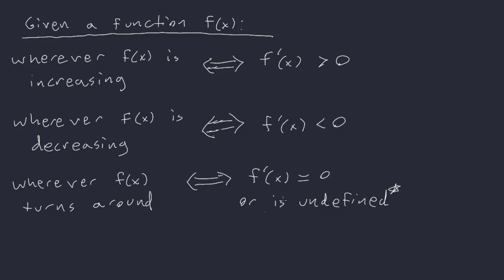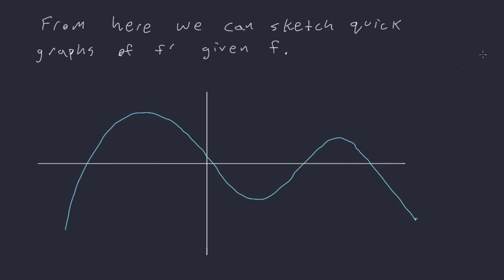And I'm going to explain that in a little more detail later. But basically, if it's a smooth turnaround, you're going to get f prime is 0. Okay? If you have a sharp turnaround, that's when you're going to have something like f prime being undefined. But from here, we can actually sketch graphs of f prime given f. All right? So, how do we do this? How would we go about sketching a quick graph of f prime if we're given f?